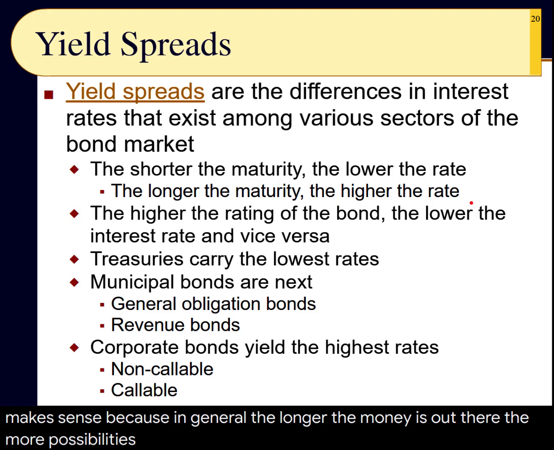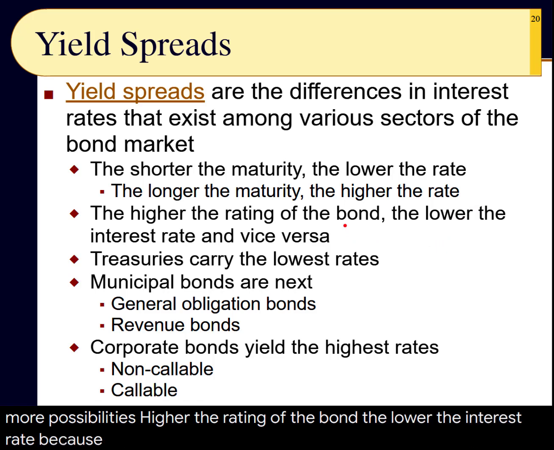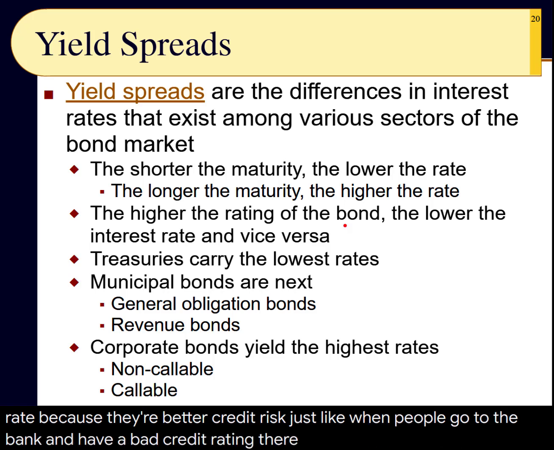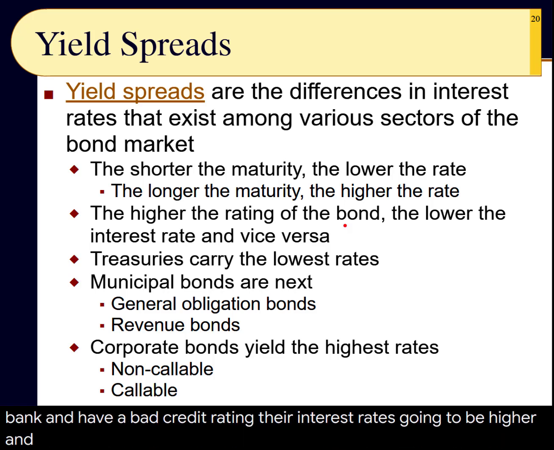go wrong. And of course, the higher the rating of the bond, the lower the interest rate because they're a better credit risk. Just like when people go to the bank and have a bad credit rating, their interest rate's going to be higher. And if they're good credit rating, their interest rates are going to be lower.